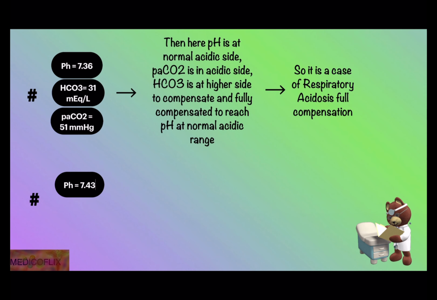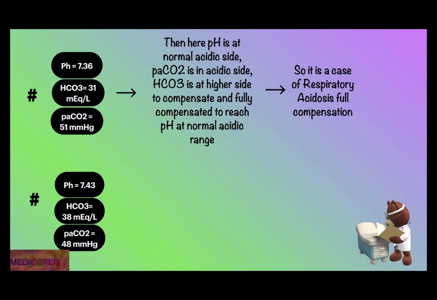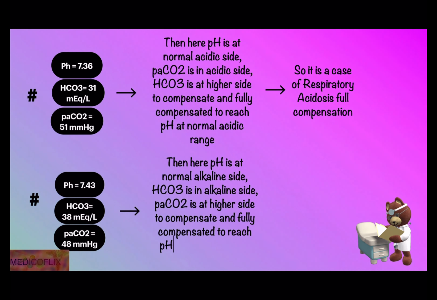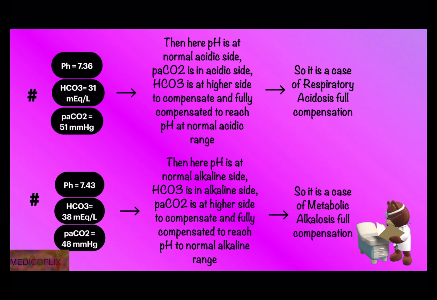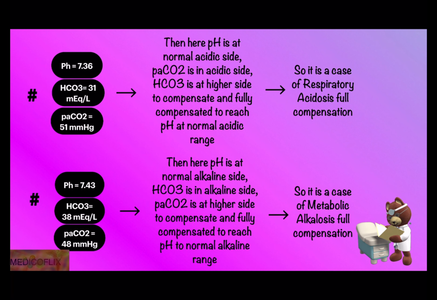Let's see another example where pH is 7.43, bicarbonate is 38 MEq per liter, and PaCO2 is 48 mmHg. Then here pH is at normal alkaline side, bicarbonate is on the alkaline side, PaCO2 is at higher side to compensate and fully compensated to reach pH to normal alkaline range. So it is a case of metabolic alkalosis full compensation.